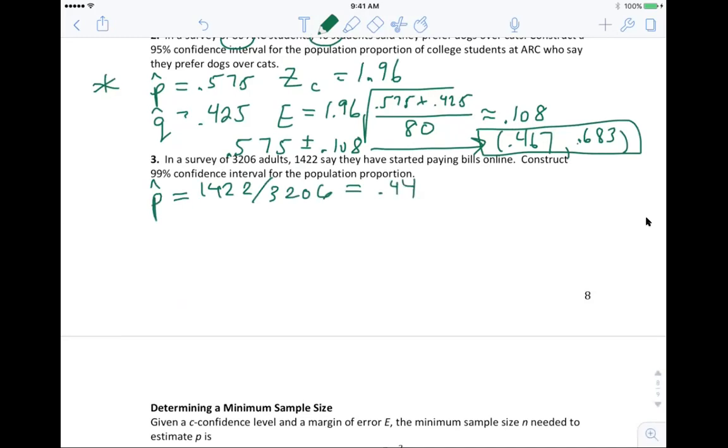4. This one goes on a while, so I'm just going to carry it out to 4 decimal places, just to be certain that I get something accurate. Q hat is 1 minus what I just found. .5565. Okay, and then I'm back to my formula.